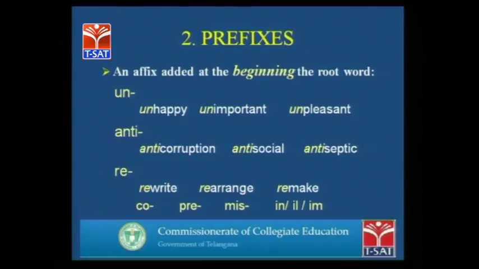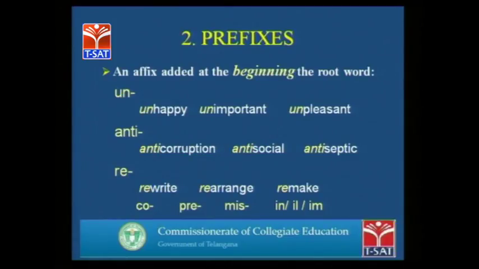What is a prefix and what are the examples related to prefix? Yes, prefix is a syllable added at the beginning of the word. You see, even in the word prefix, there is a prefix. What is that word? Pre is the prefix here. So something added at the beginning of a root word is called a prefix. For example, we know happy. If we add a prefix called un, it becomes unhappy, which is negation, opposite of happy, unhappy, and unimportant, unpleasant, so on and so forth.